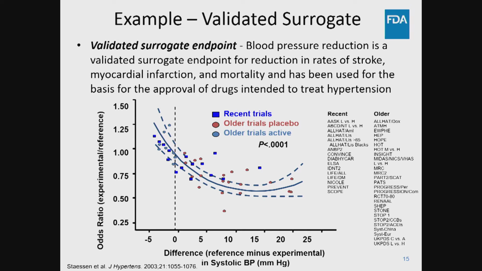So you can see across multiple different trials that had multiple different drugs from multiple different drug classes, that this blood pressure lowering effect reduces our risk of cardiovascular events. And this is great data to show that this is a validated surrogate endpoint for antihypertensive agents.